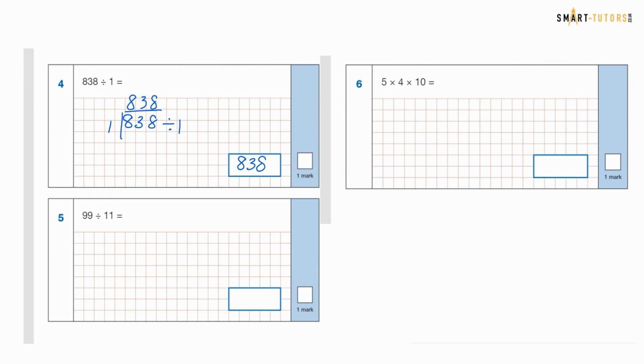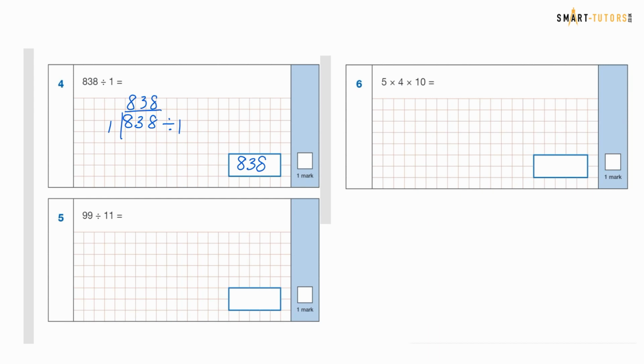The rule of thumb is that any number divided by 1, the number itself repeats. So the answer is the same number. 8 divided by 1 is 8, 3 divided by 1 is 3. So 838 divided by 1 is 838.